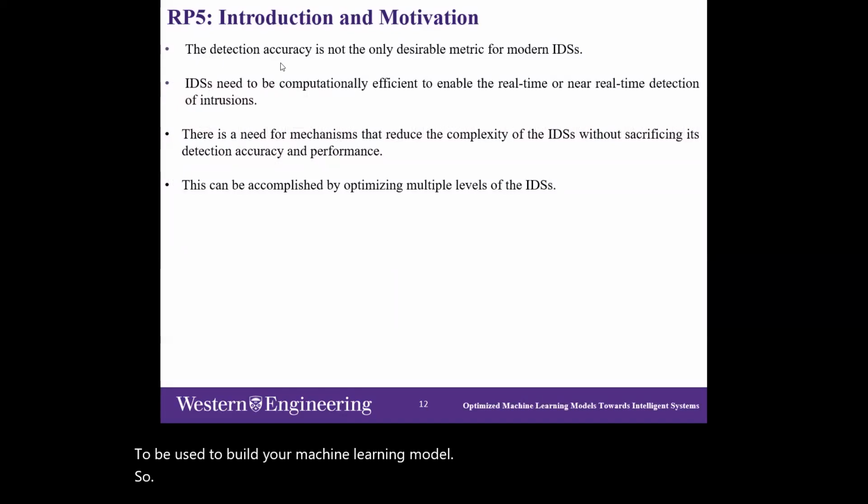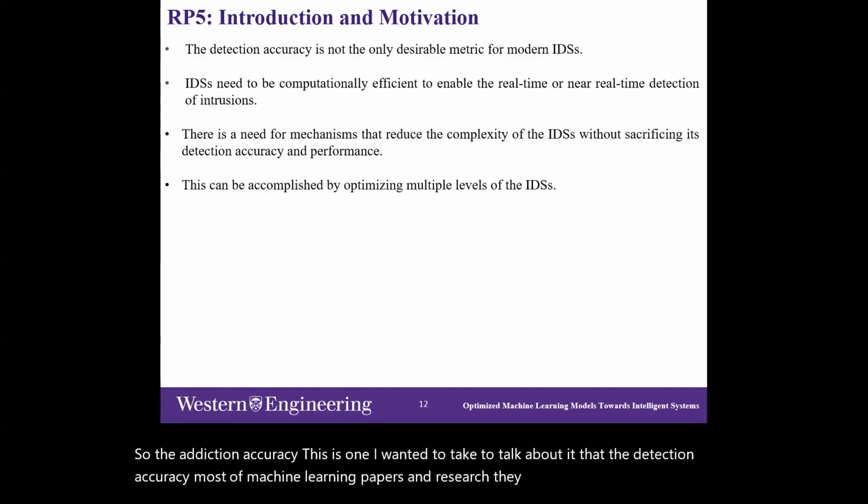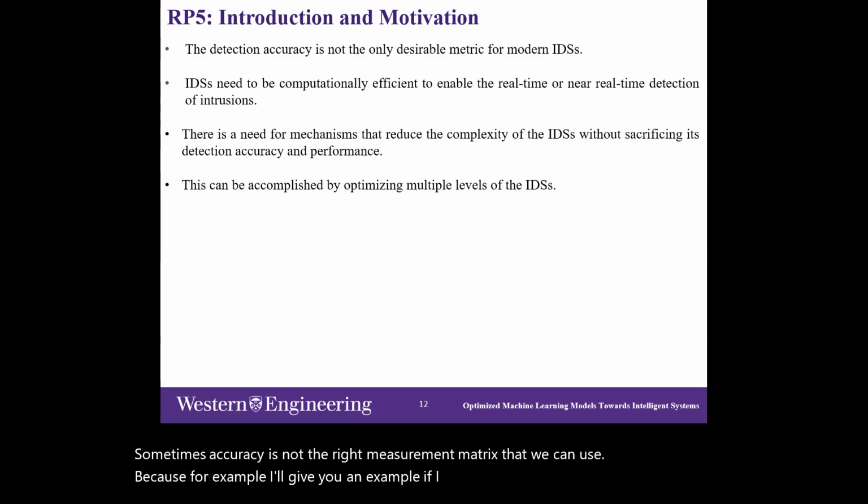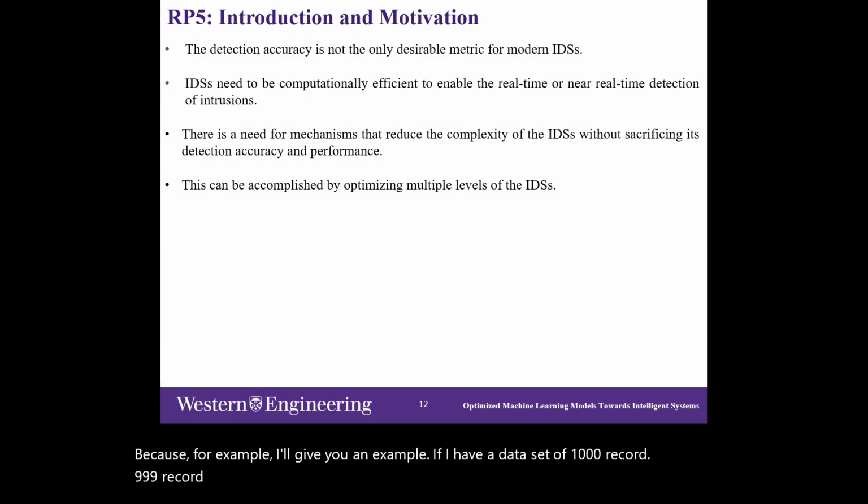So the detection accuracy, this is one I wanted to talk about. Most machine learning papers and research just concentrate on accuracy. Sometimes accuracy is not the right measurement metric that we can use. Because, for example, I'll give you an example. If I have a data set of 1,000 records, 999 records of normal network traffic, and only one anomaly.